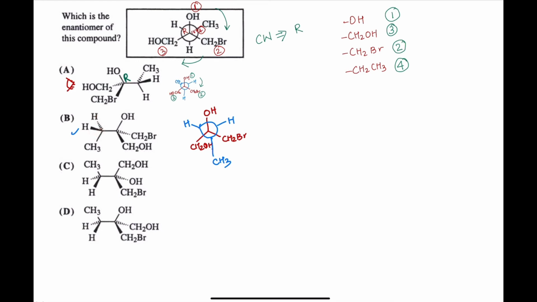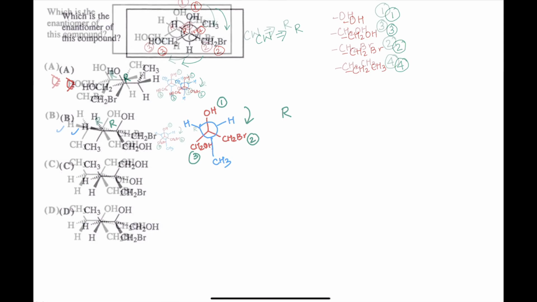Okay. Now again, here you can see that the CH2CH3 group is actually away from us. And if we assign the priority, this is 1, this is 2, this is 3, and it's going in the clockwise direction, and therefore this compound is also R. Okay, so the configuration of this chiral center is also R.